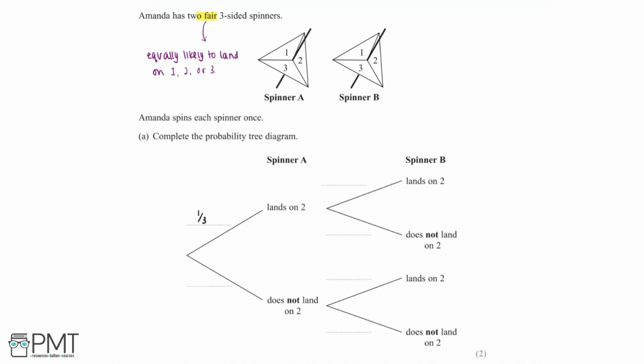Now a really important fact in probability is that the sum of the probabilities of all possible outcomes is equal to 1. And so if we know that the probability that the spinner will land on 2 is equal to 1/3, the probability that the spinner does not land on 2 would be equal to 1 take away 1/3, which is equal to 2/3. And since spinner A and spinner B are both the same, with spinner B the probability of landing on 2 is 1/3, and the probability of not landing on 2 is 2/3.